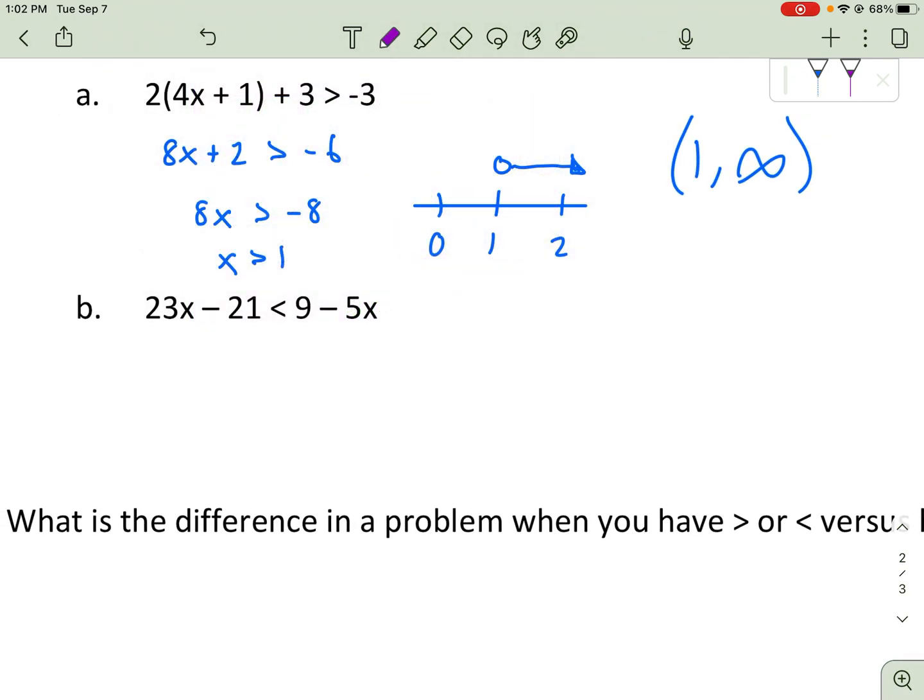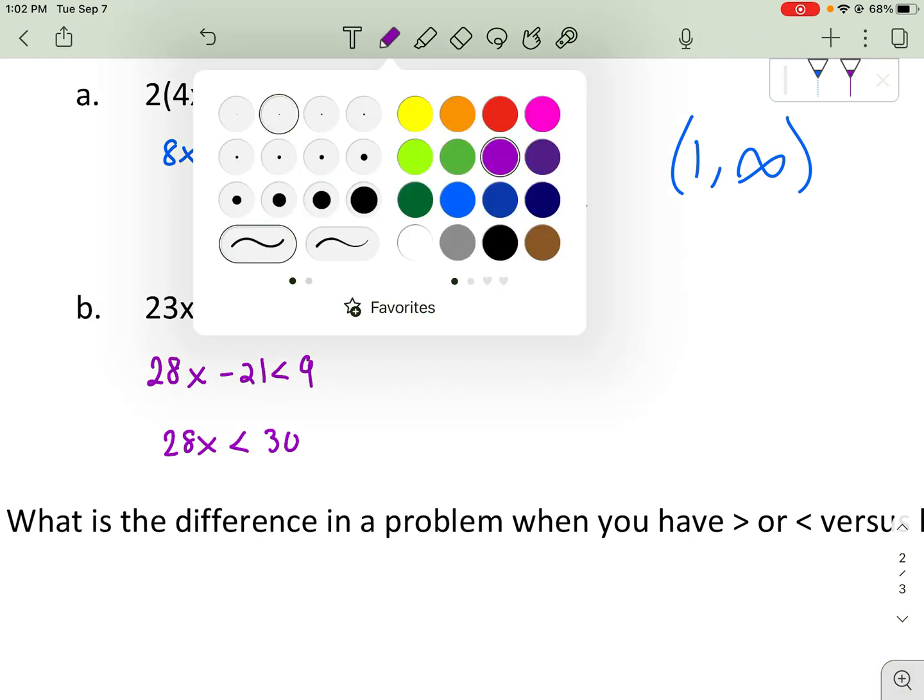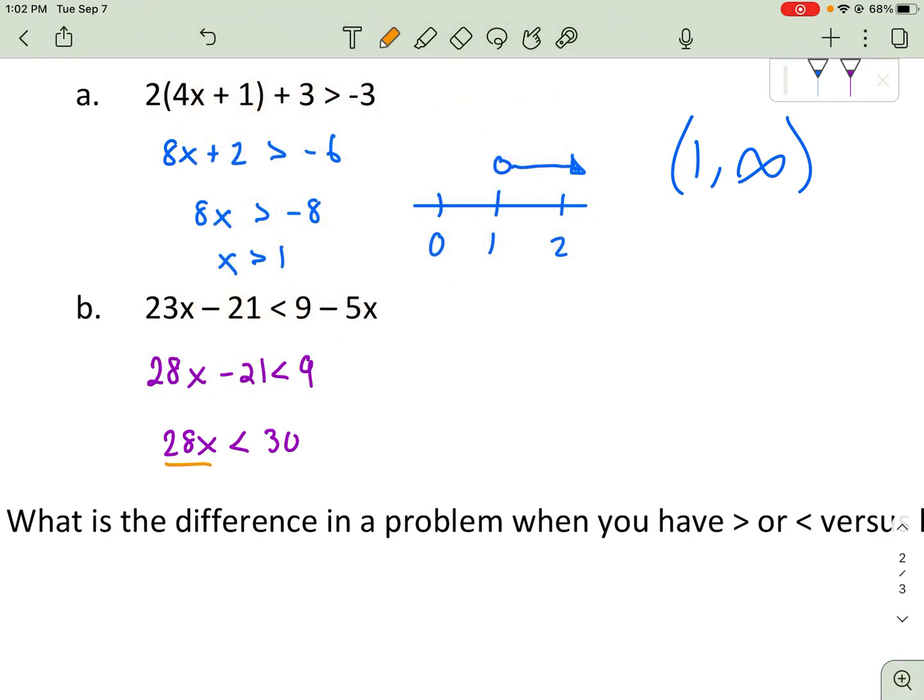Part B here, I'm going to add 5x and get 28x. Minus 21 is less than 9. Add 21 and get 28x is less than 30. And then divide by 28, and you get x is less than, if you reduce, 15/14.